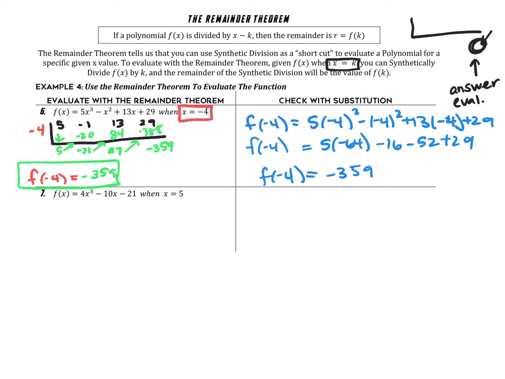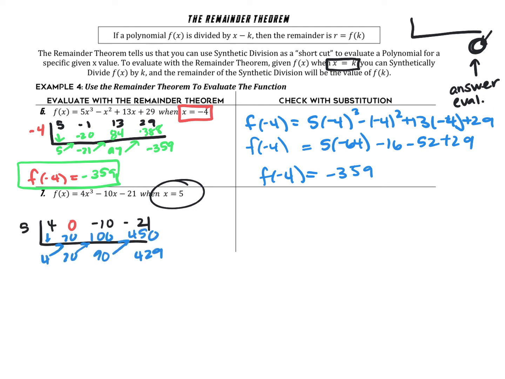Be careful. Remember that if you have missing terms, they need to be zeros. So here's our setup. Remember, it needs to be positive 5 on the outside because we're evaluating, not dividing, and that we need to have a placeholder for the term that's missing. Go ahead and work through the synthetic division. Here we are, and instead of rewriting this as a polynomial, we're going to rewrite this by saying f of 5 equals 429.